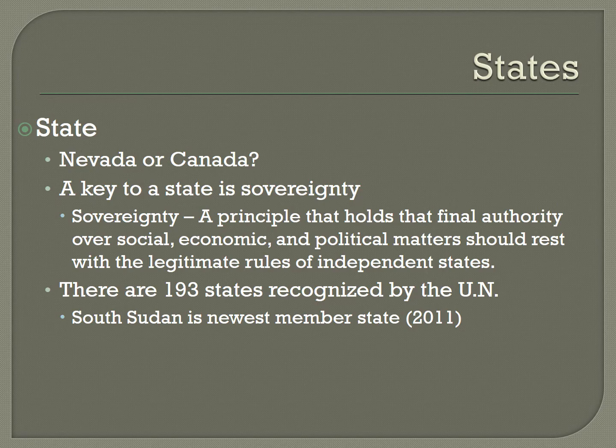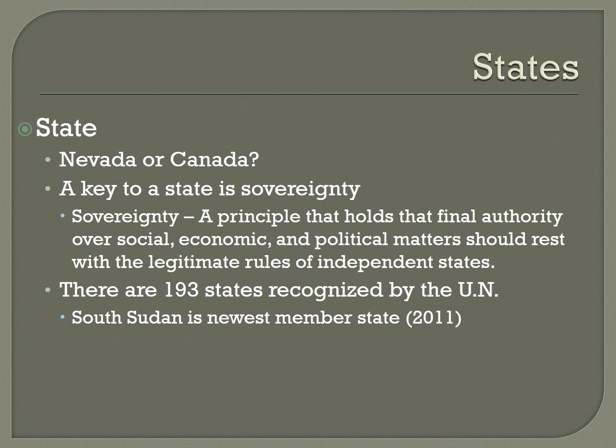There's a lot of crossover with vocabulary between Chapter 7, our ethnicity chapter, and Chapter 8, our political geography chapter. So there's a lot of back and forth that we're going to be doing tonight. The definition of state coming from Chapter 7, and now we're going to revisit that again with this lecture. Again, that key element to differentiate between Canada and Nevada is sovereignty, a principle that holds that final authority over social, economic, and political matters should rest with the legitimate rulers of independent states. That's the definition of sovereignty.